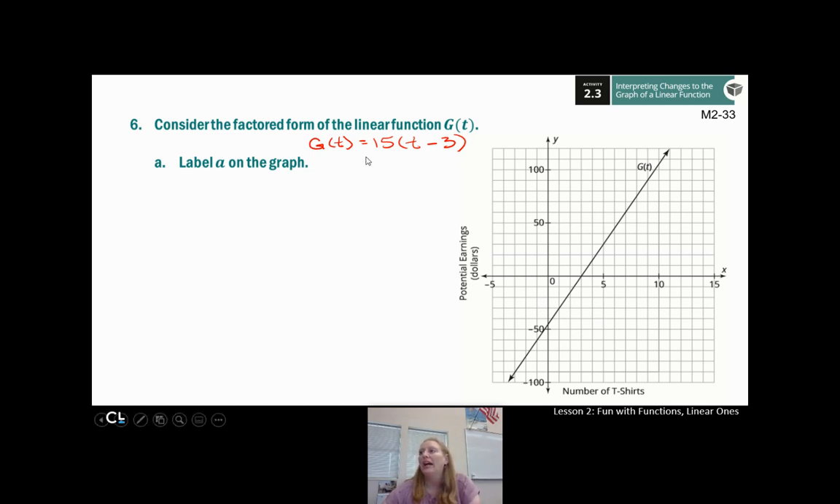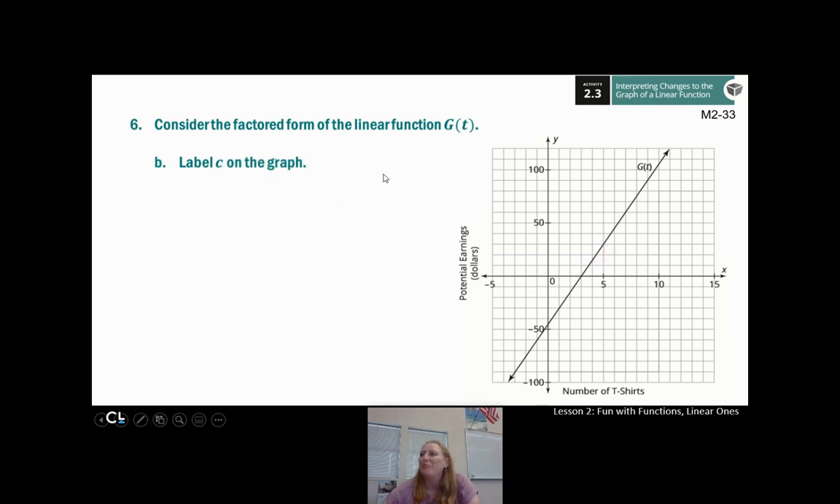So first of all, as always, A is the slope because A is always the slope. So the A value is the slope of the graph. So again, I would go over 1 and I would go up A units. And in this case, of course, we know our slope is 15. Our A value is 15.